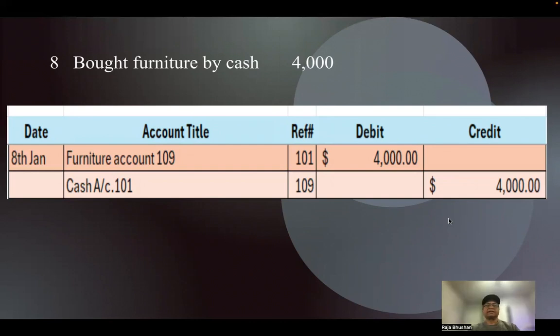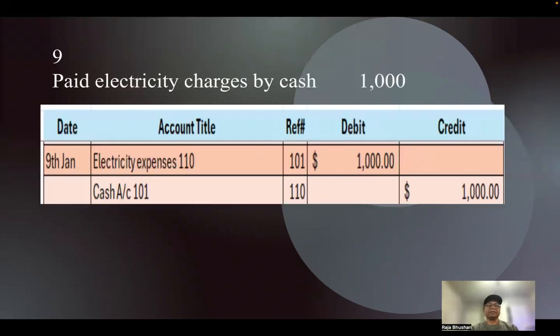paid electricity charges by cash. So what happened on 9th of January? The business incurred electricity charges, that is $1,000. Electricity bill is paid. So that means it is an expense. So to record an expense, we debit it. And how are we recording it? We are making payment of cash, right? So cash is going out. So to decrease cash or an asset, we credit it.